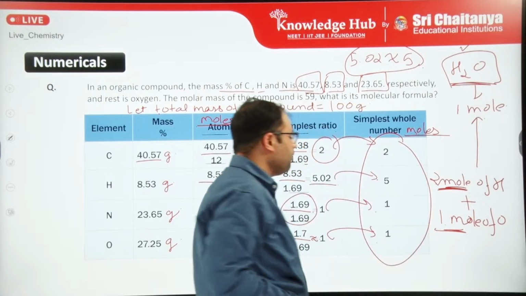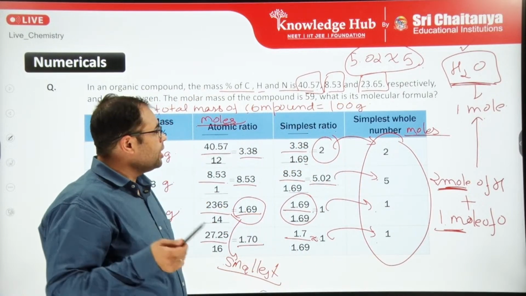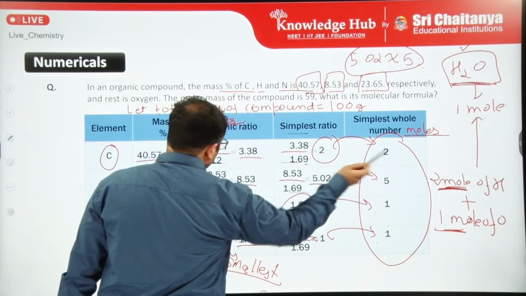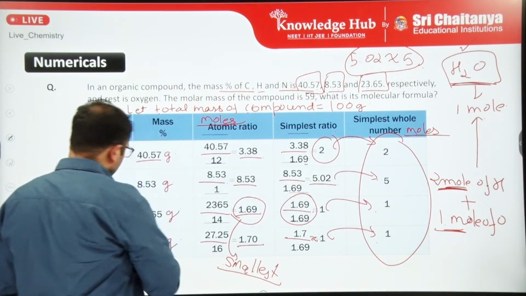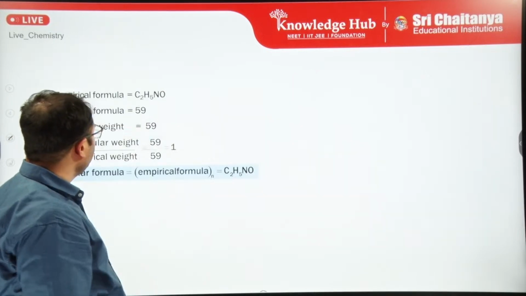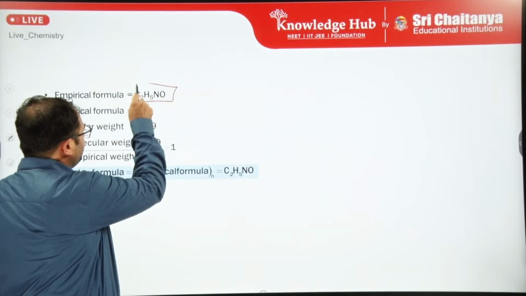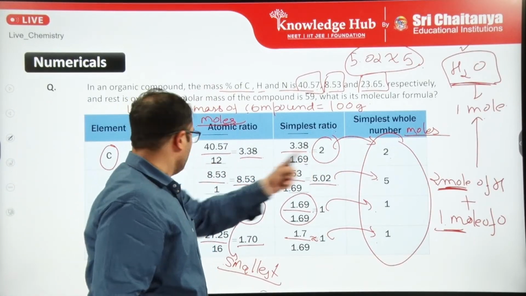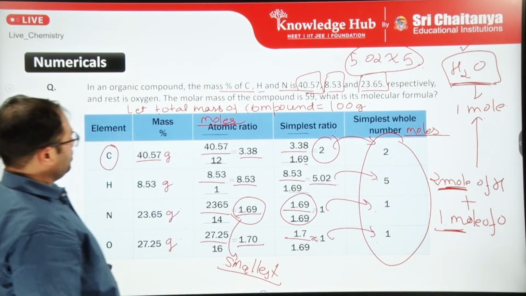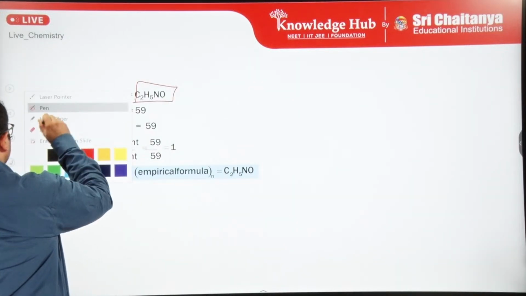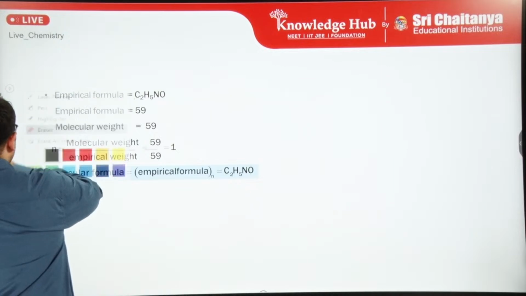So this is what I have done. So what will be the empirical formula, everyone? See, carbon is 2, hydrogen is 5, nitrogen is 1 and oxygen is also 1. So the formula will be C2H5NO, right? See it again, C2H5NO. So our job does not end here.